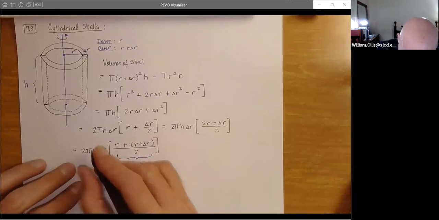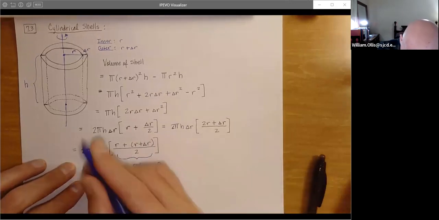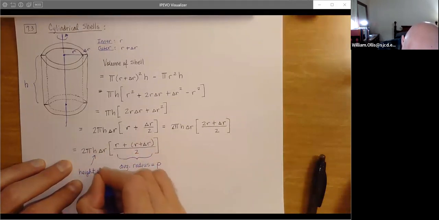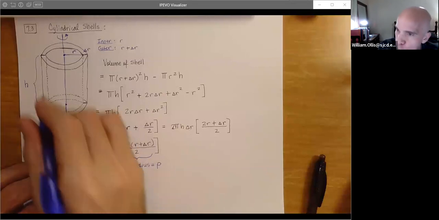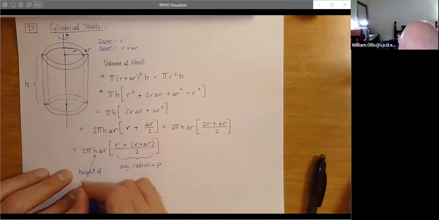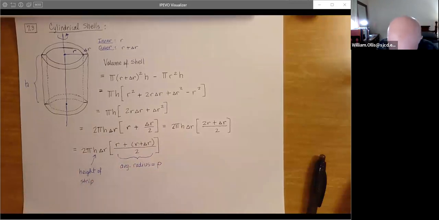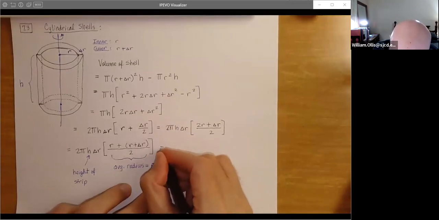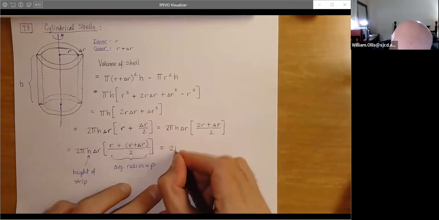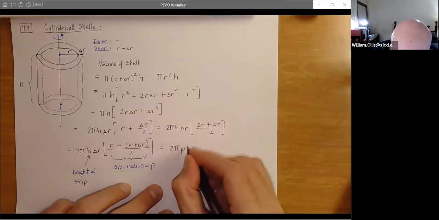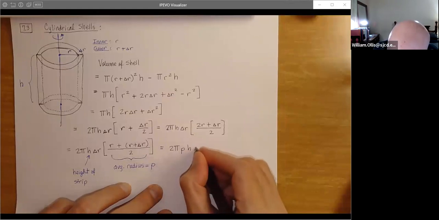And then the H here, we just say height of strip, or length if you like. We use H for the formula letter. So now, when we write this, we can say 2 pi, and then we can have P, then the H, and then the delta R.